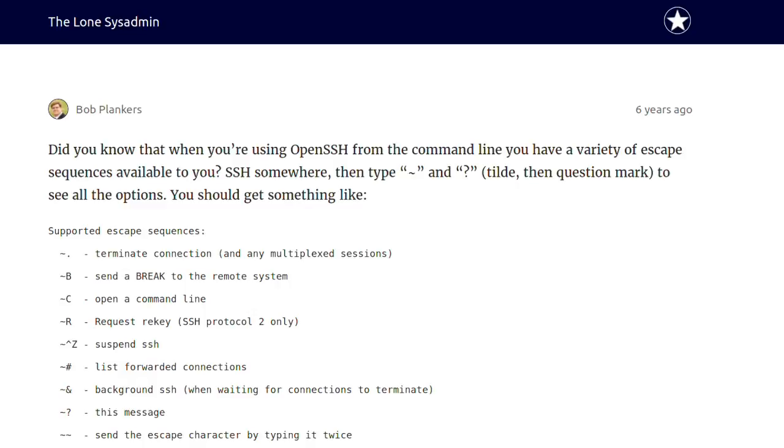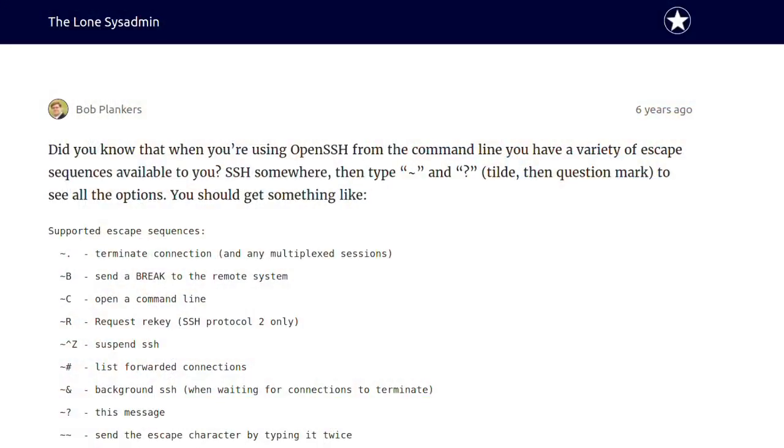I knew that ~. gets you out of like a Kermit session or something. I remember doing some sort of session to something. I think it might have been a serial port connection. I knew that ~. got you out of that. Oh, okay. SSH somewhere, then type tilde and question mark to see all the options. You get something like this, and it gives a list of supported escape sequences, including ~.